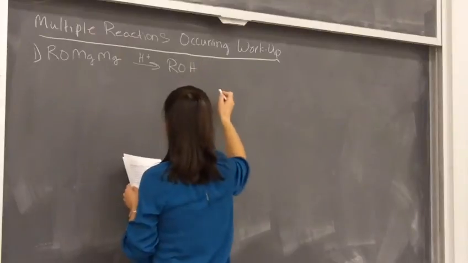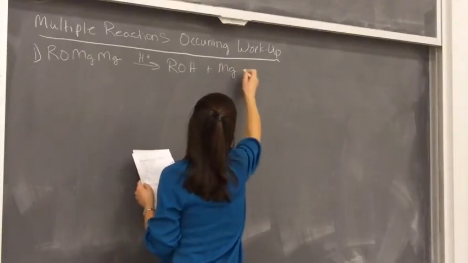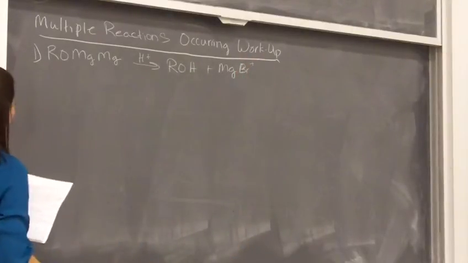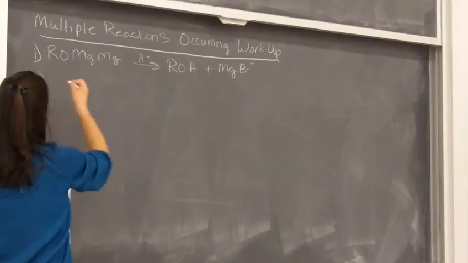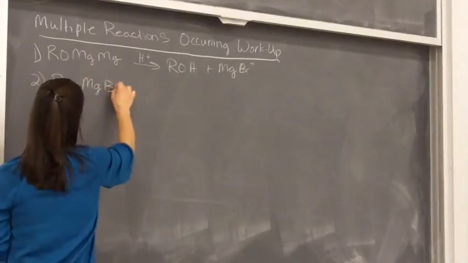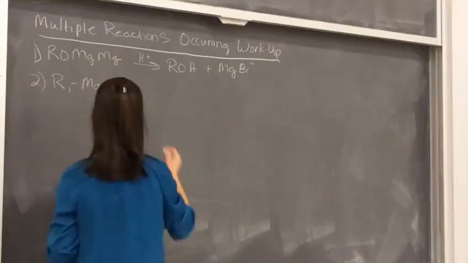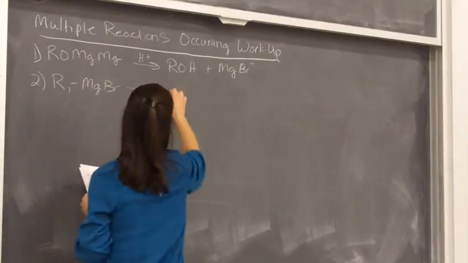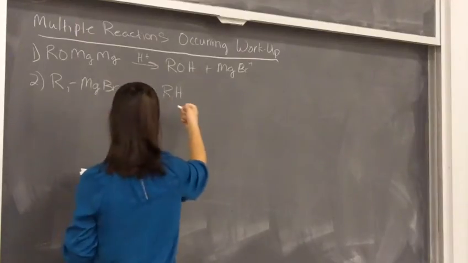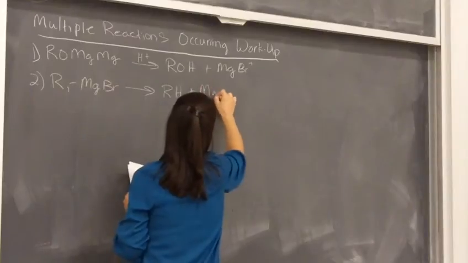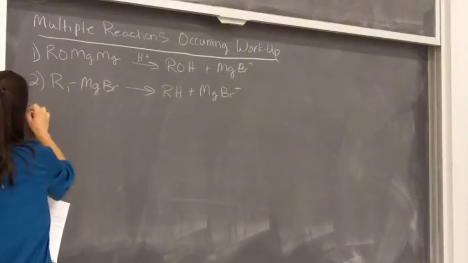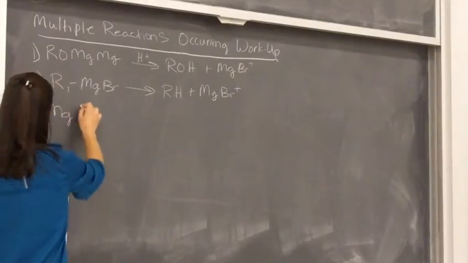So we'll form our alcohol, and we'll have some MgBr+ kind of floating around in that aqueous solution. If we have any Grignard reagent that did not react, we'll get rid of that as well, okay? Because we've kept all of the water away from our Grignard reagent. Well, now we're going to kill our Grignard reagent, so we form the corresponding alkane of our Grignard reagent, more MgBr+.